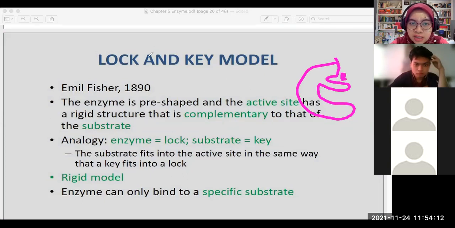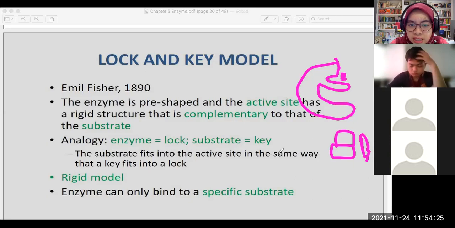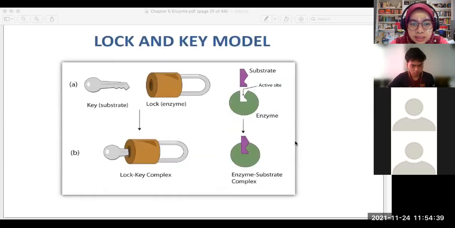Okay, so the analogy for this lock and key model would be that the enzyme is like the lock, mangga, and the substrate is like a key, kunci lah. So the substrate will fit into the active site in the same way a key fits into a lock. This is a rigid model, meaning that only a specific substrate can bind to the specific enzyme. For example, this is a diagram. Imagine the substrate or the initial product is the key and the enzyme is the lock. So this is the lock-key complex, or the enzyme-substrate complex.